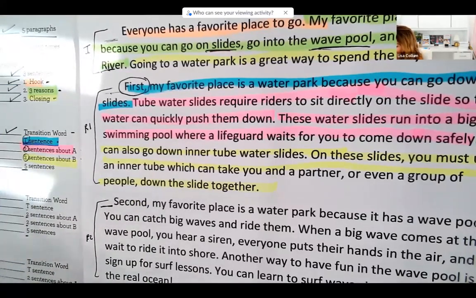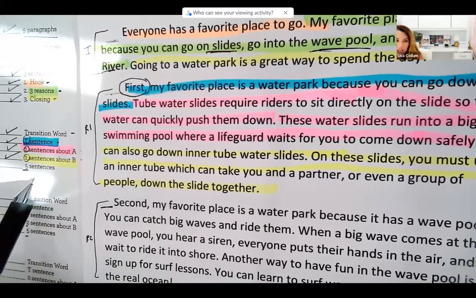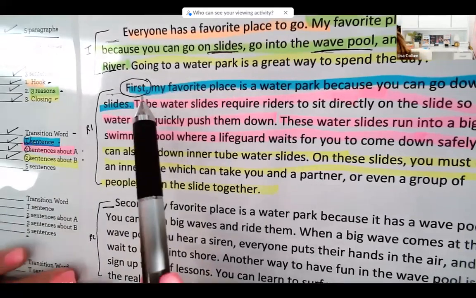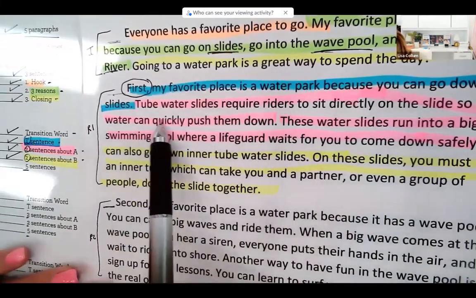And now I need to make sure I have all those. I'm going to put checks. And now I need to make sure I have 5 sentences total. So I'm going to count my punctuation. Favorite water park, down slides. 1. Slide, water pushes them down.